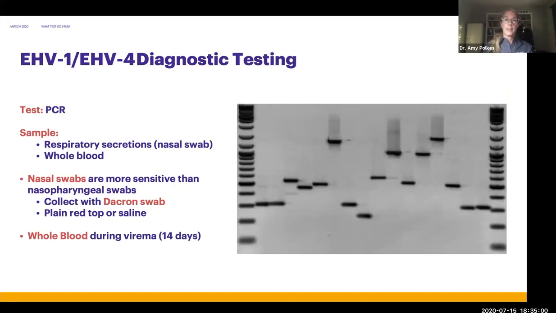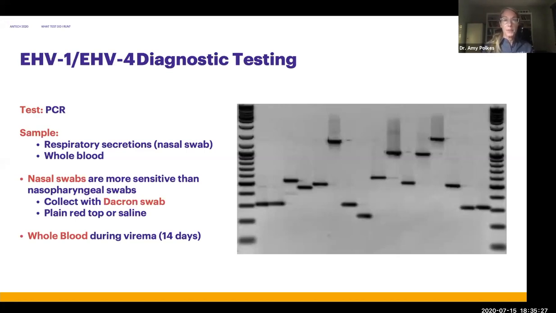What's the diagnostic test that we recommend? PCR is certainly what we're using. And what sample do we need for that test? Respiratory secretions, we recommend a nasal swab. A Dacron swab is better than cotton, but if you have a cotton swab, you could use that, or whole blood, and whole blood, of course, is looking for the viremia.